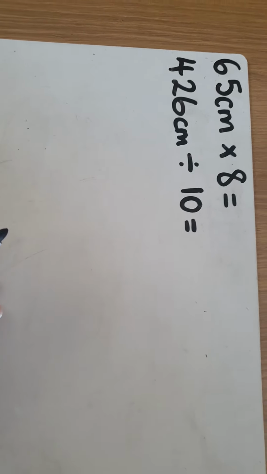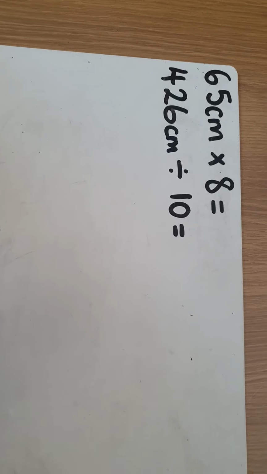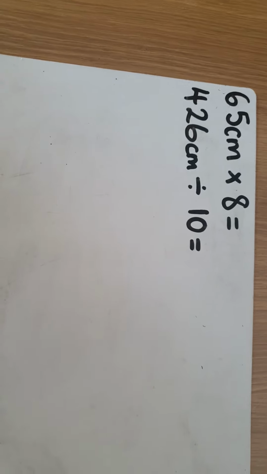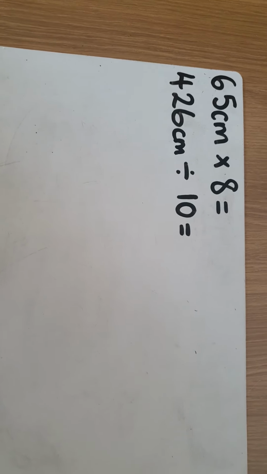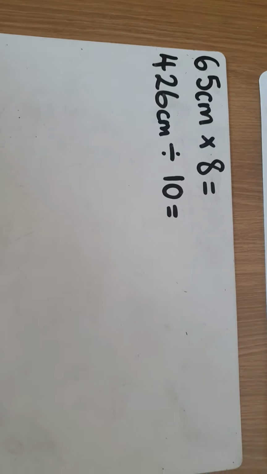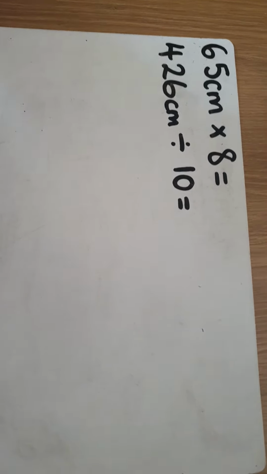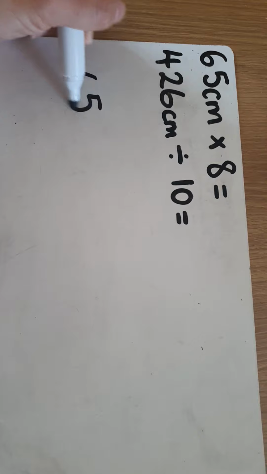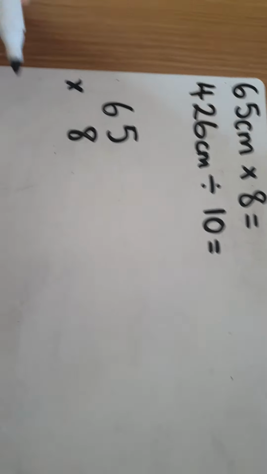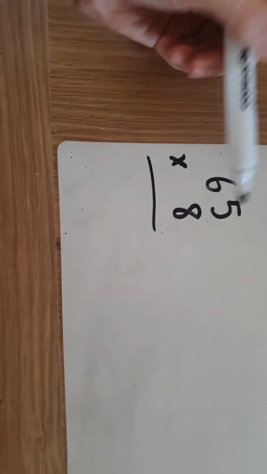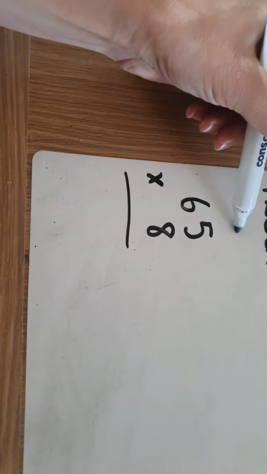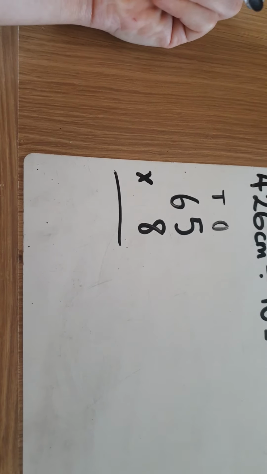So you have 65 centimeters times 8. It might be that I have 65 centimeter carpet cubes. I need 8 of them. How long is the area, or the length, that needs to be covered? So 65 multiplied by 8. We write it in our columns again. So you notice I put the 5 and the 8 in the same column because that is our ones column, and then the 6 is in the tens column.